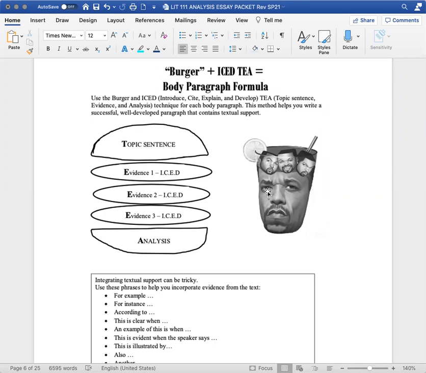And so if you remember burgers and iced tea, hopefully it will help you remember how to structure your body paragraphs. All right, so this burger represents each body paragraph. So a body paragraph should have a topic sentence. It should have stackable evidence, right? And each piece of evidence is iced. Okay. And then an analysis, the bottom bun, is what ties it all together.